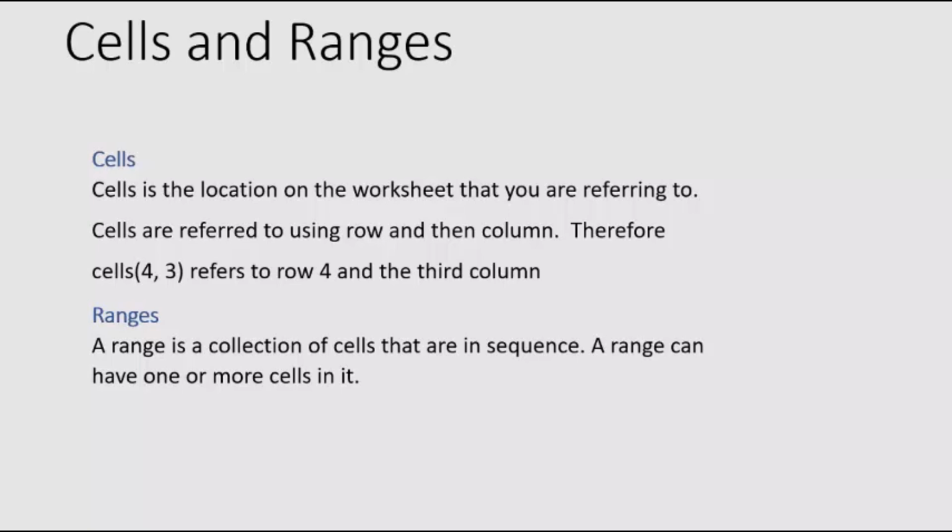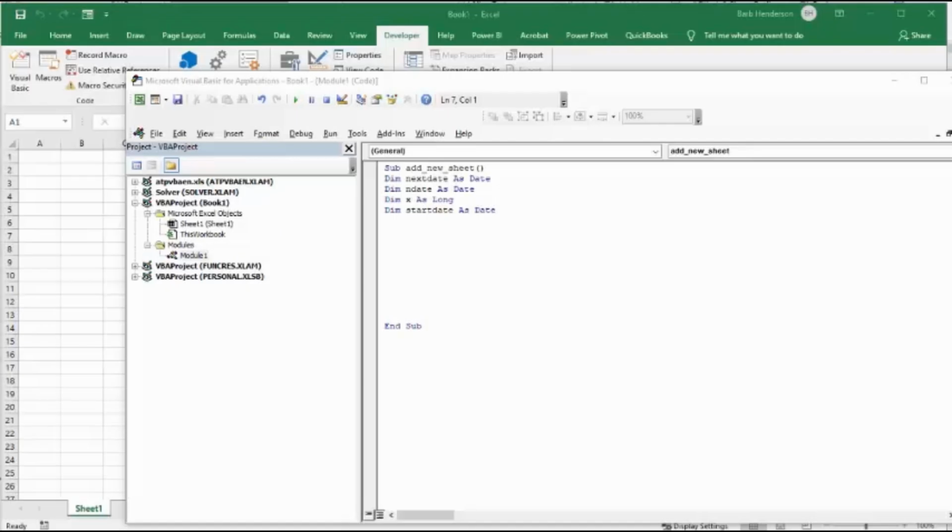So let's go back and show you how to use this in the code itself. So here's our code that we've declared the values for to start with. And the first thing that I'm going to do is initialize X, and we will talk about this big time when we talk about For loops, but I'm going to go X equals 1, just to give it a starting point.